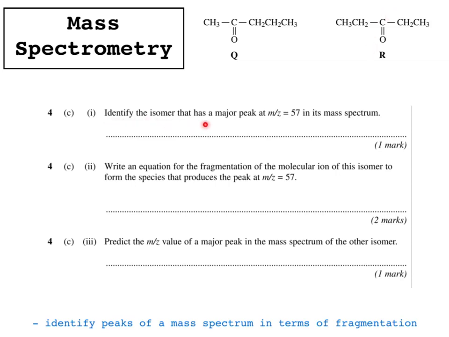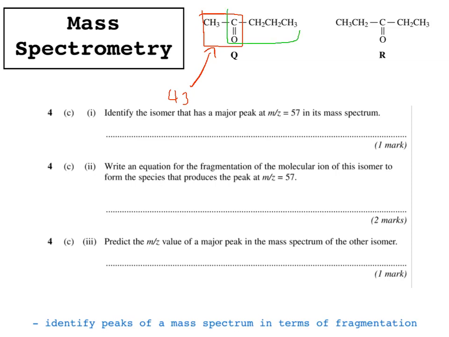The first question says, identify the isomer that has a major peak at an m/z value of 57 in its mass spectrum. So it's going to be a fragment, and the first thing I would check is the acylium ions, because they are more stable than the alkyl ions that would be created. The acylium ions that could be created from Q are either C=O CH3 or C=O CH2 CH2 CH3. It's worth adding those up and seeing what they come to. If we had this bit, that would have an Mr of 12 plus 16 plus 15, which would be 43.